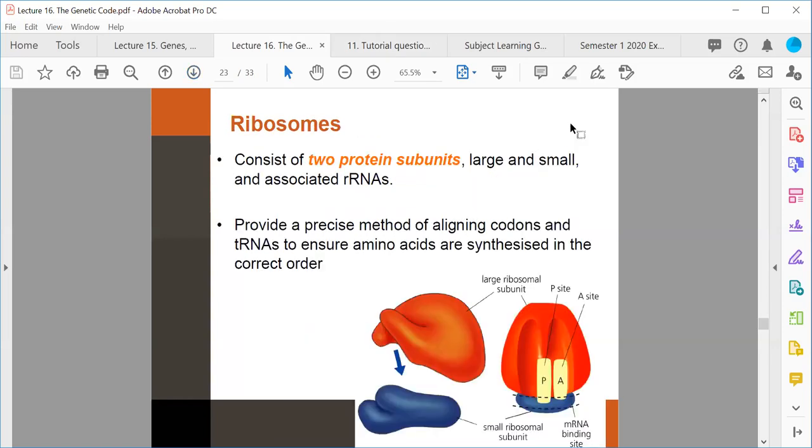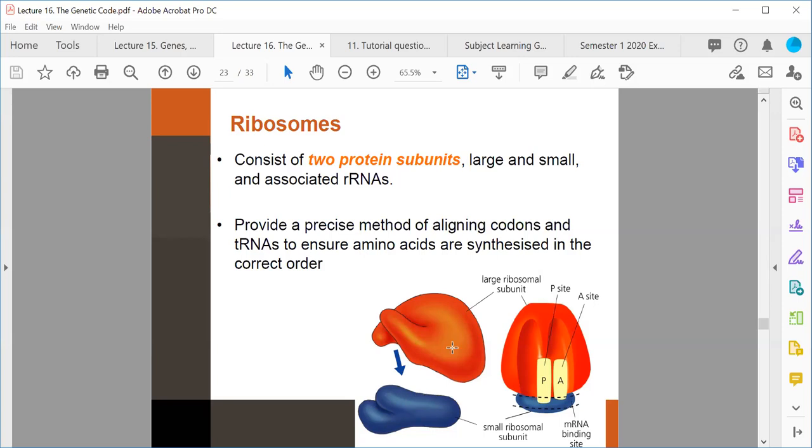All right, before we go on with the process of translation, let's just revisit our protein factories, our ribosomes. Each ribosome consists of 2 subunits, and these subunits are made up of various proteins, but also ribosomal RNA molecules. The 2 ribosome subunits are normally just referred to as the large ribosome subunit and the small ribosome subunit. And you can see them here. So here's the large one and here's the small one here.